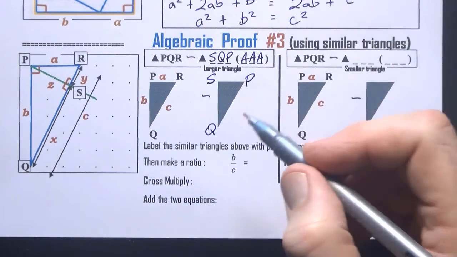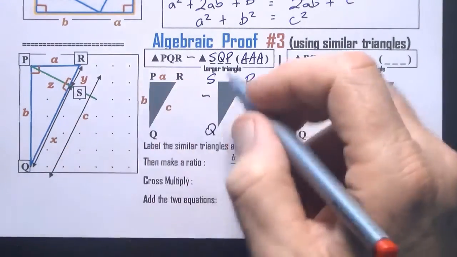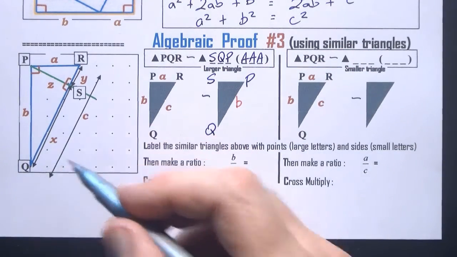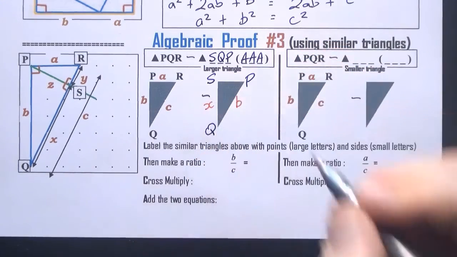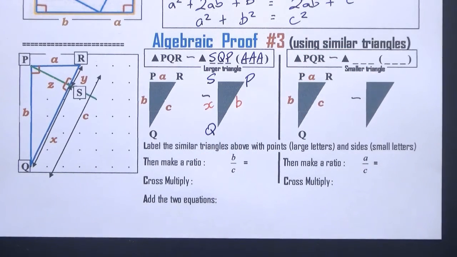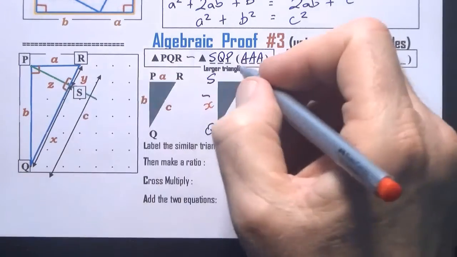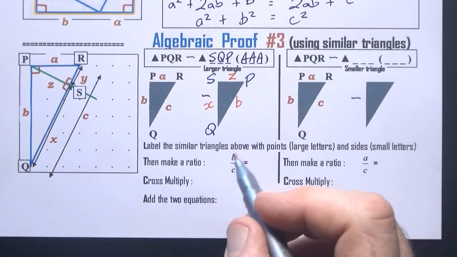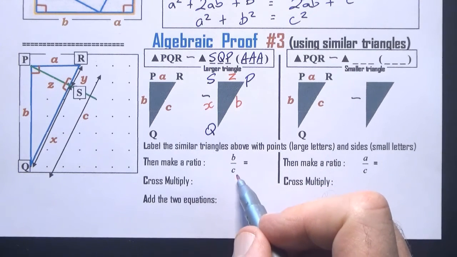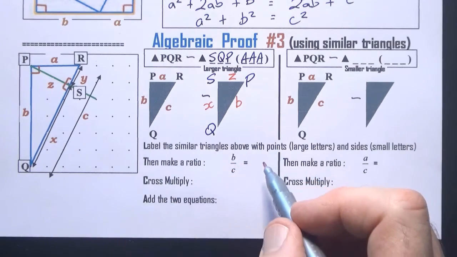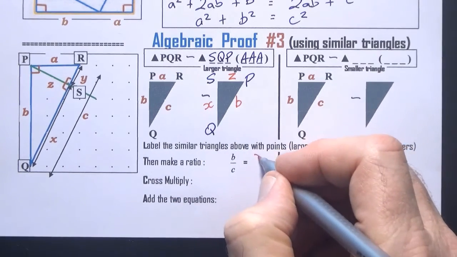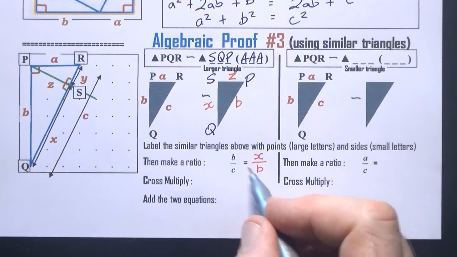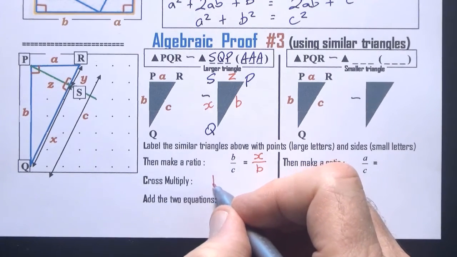And then we note that QP is B, and that SQ, well, that's X, and SP, I've called that Z. And now we make a ratio that B over C in this triangle equals, well, that's X over B. If I cross multiply, B squared equals CX.